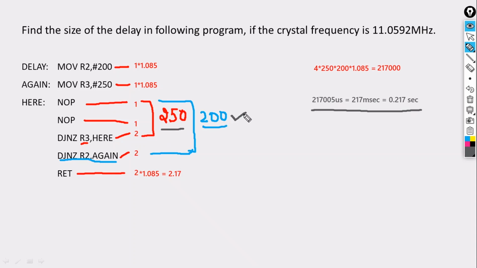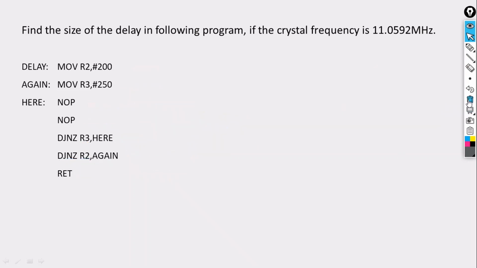Again here what you can observe is that we have achieved this total 250 and then again 255. If you want to add still more delay, again you will take the nested loop, load one more register with some value, and then increase the loop by using nested loops. This is how we are going to calculate the delays in the 8051 microcontroller.